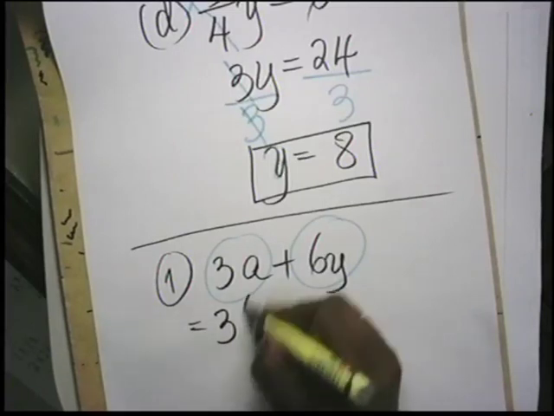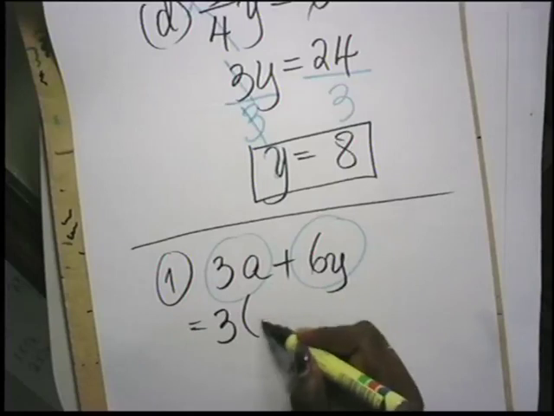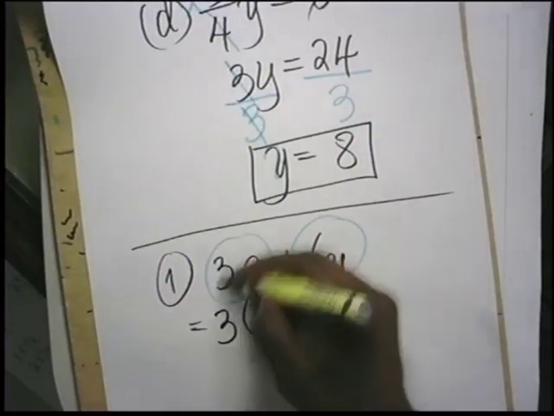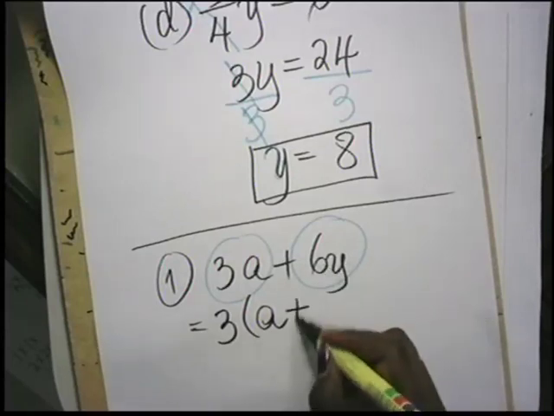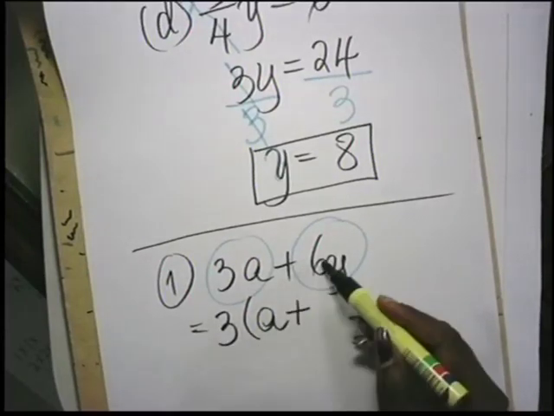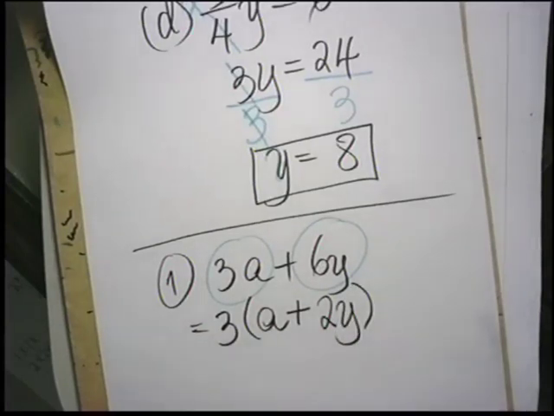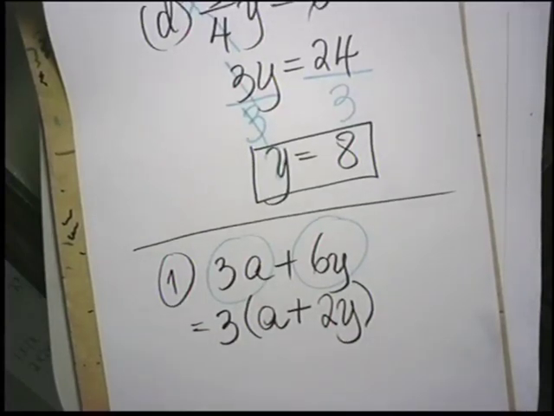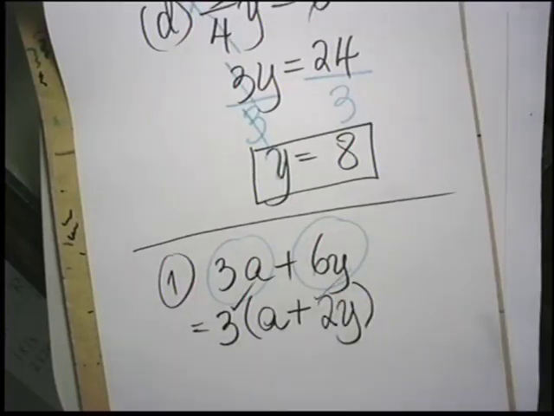We take it out and we open the brackets. 3 divided into 3a, we are only remaining with a because 3 and 3 cancel. 3 divided into 6, our sign has to come down. 3 goes into 6 2 times. y. That is your final answer. Factorization questions carry 2 marks. 1 mark for taking out the common factor, 1 mark for whatever is in brackets.